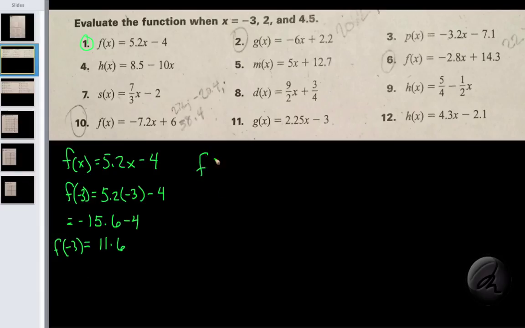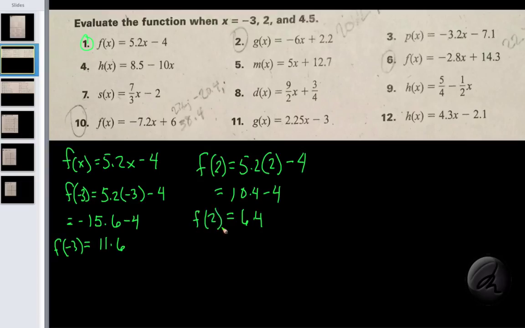Now let's do f of 2. That's 5.2 times 2, replacing my x with 2, minus 4. That's 10.4 minus 4, leaving me with 6.4. Sorry, my handwriting, still getting used to this. So 6.4 is the answer for f of 2. Hopefully you're getting the idea as to how these work: you replace your x with whatever the function is asking you to replace it with.